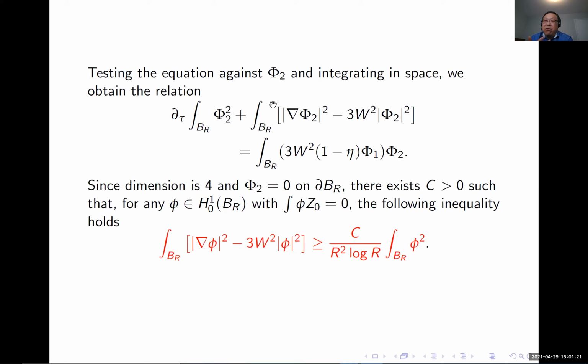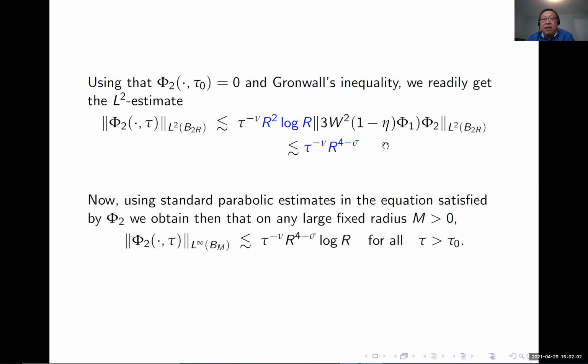Okay, so we do the usual energy estimate. So multiply both sides by phi, and then we integrate because we have Dirichlet boundary condition, we get this. Now, since I have Dirichlet boundary condition, and since I also assume orthogonality to the first eigenfunction, then I have some spectral gap. But for the spectral gap, I'm going to lose lots of R's. So I have to estimate how many R's I lose. I lose like one over R squared log R, okay? And this is how we lose lots of R's here, okay? So then once you have this, you use the standard Gronwall inequality, you get the L2 estimate, okay? But for the L2 estimate, you're gonna lose a lot of R's. You're gonna lose R to the four minus sigma, okay?